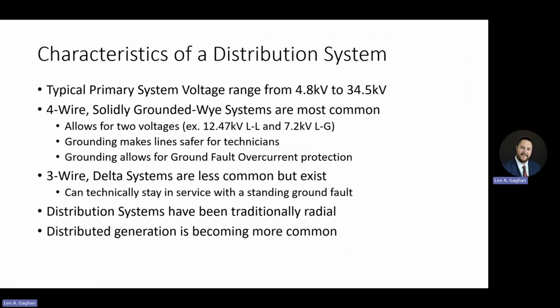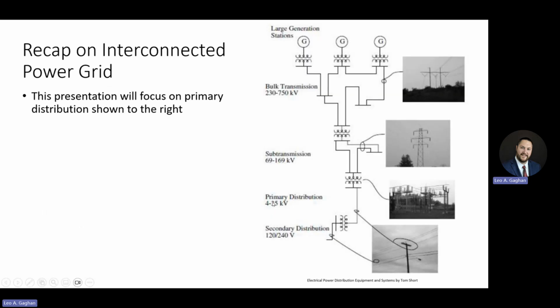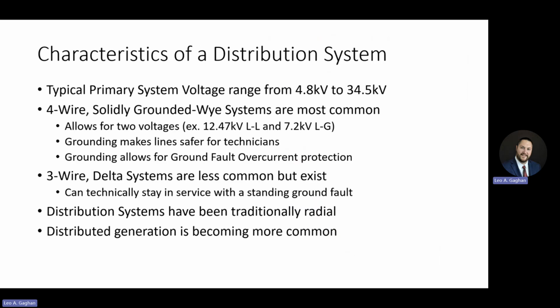So some of the characteristics of the distribution system, and again, we're focusing on that 4 to 34 kV range, like I said, that you see in your neighborhoods. That's a typical voltage range. A 4-wire solidly grounded Y system is probably the most common system that you're going to see. With the 4 wires, it does have a ground that goes out with it. It allows for 2 voltages. For example, you'd have 12 kV line to line and 7 kV line to ground. Grounding makes the line safer for the technicians.